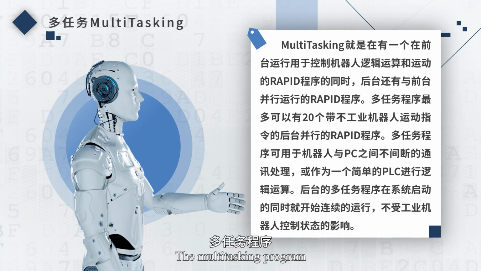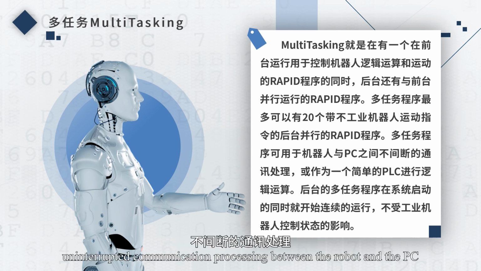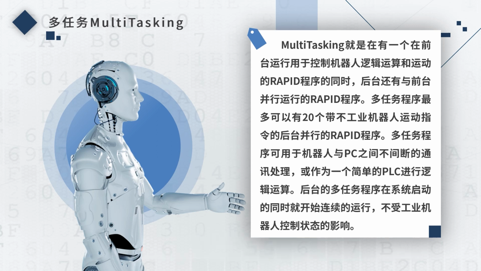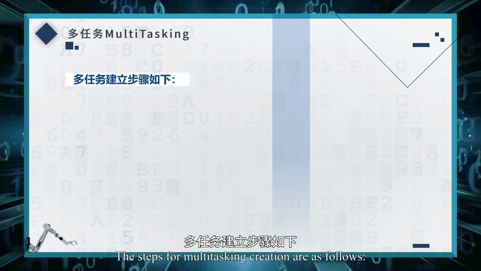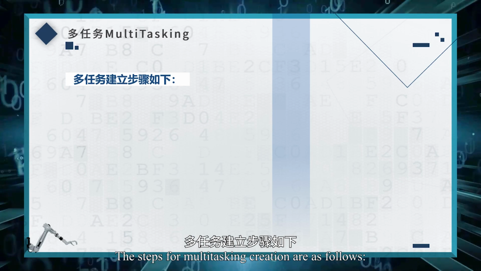The multitasking program can be used for uninterrupted communication processing between the robot and the PC, or as a simple PLC for logic operations. The multitasking in the background program starts running continuously at the same time as the system is started, independent of the control state of the industrial robot. The steps for multitasking creation are as follows.